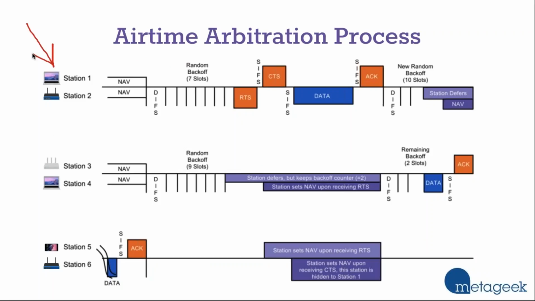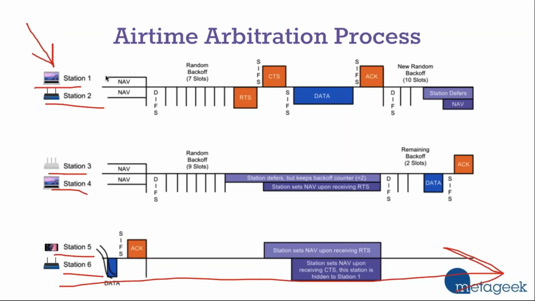Now, over here on the left-hand side, we've got a bunch of different stations, right? A station is either a client device or an access point. It doesn't matter. It's just a Wi-Fi device of some type. So we've got station 1, station 2, 3, 4, 5, and 6. We've got 6 different stations, and we've got time moving from left to right, okay?